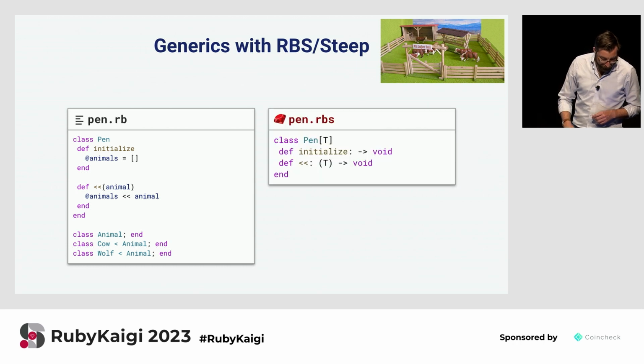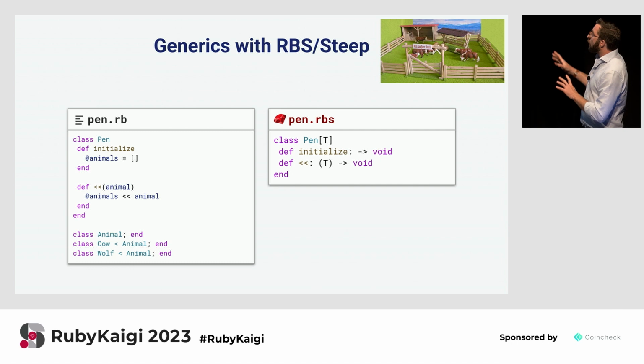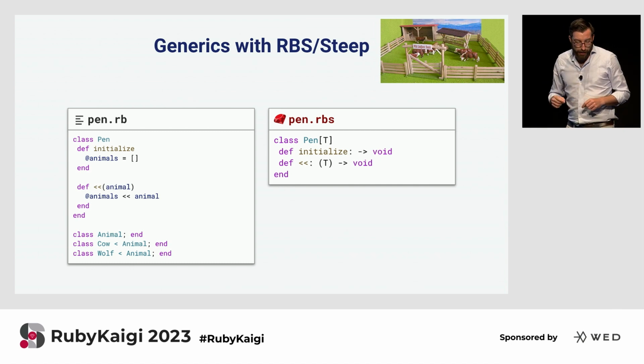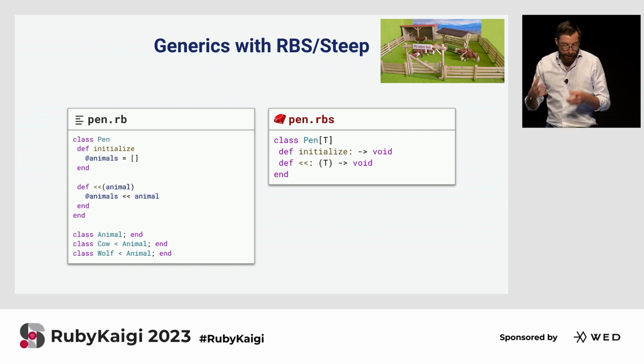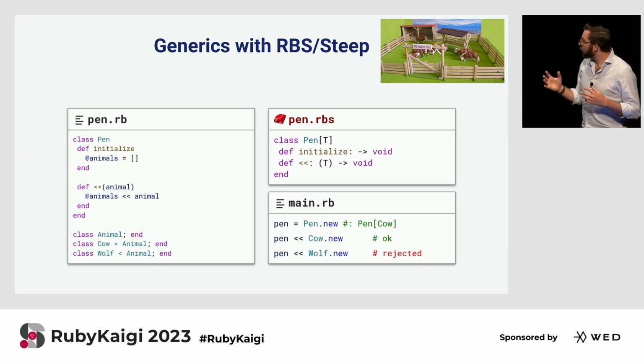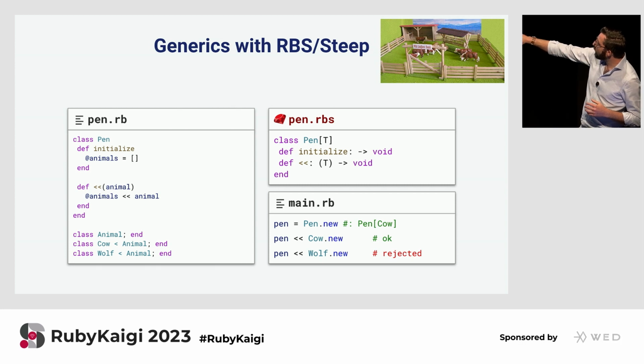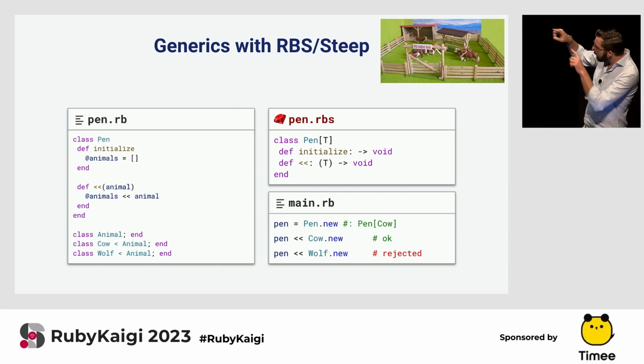So in RBS, I can represent this class as a generic. I'm going to use the syntax where I have the bracket notation, and I'm going to say Pen is going to take a type parameter that is T. And the accumulator method is going to use the same type that was declared when you instantiate the T. And to instantiate this class as a generic, you're going to do Pen.new, and then you pass this type annotation here: Pen is actually a Pen of Cow. So if you try to put a wolf in this pen, it's going to be rejected by Steep.